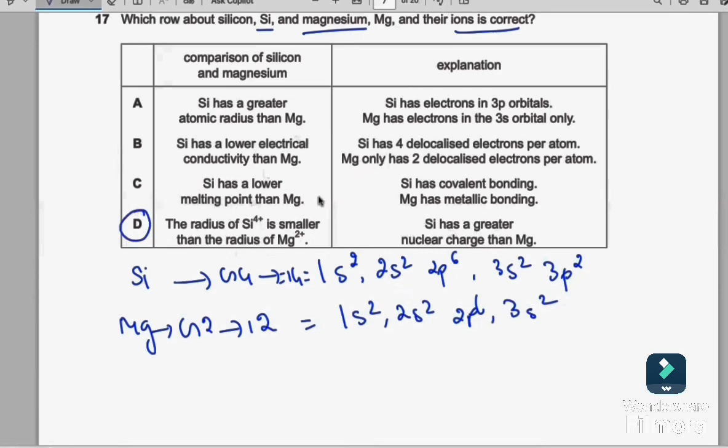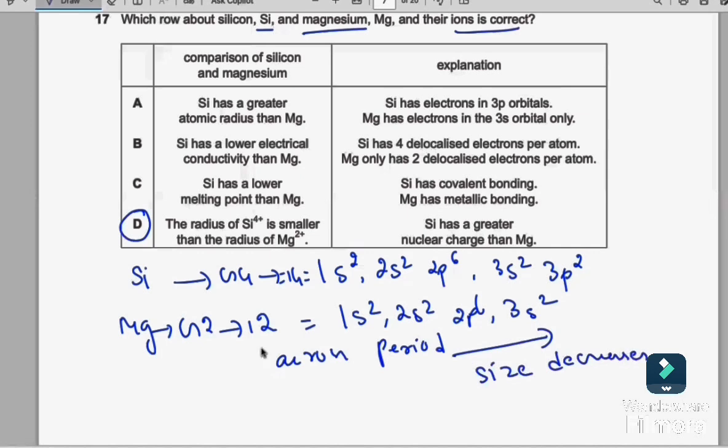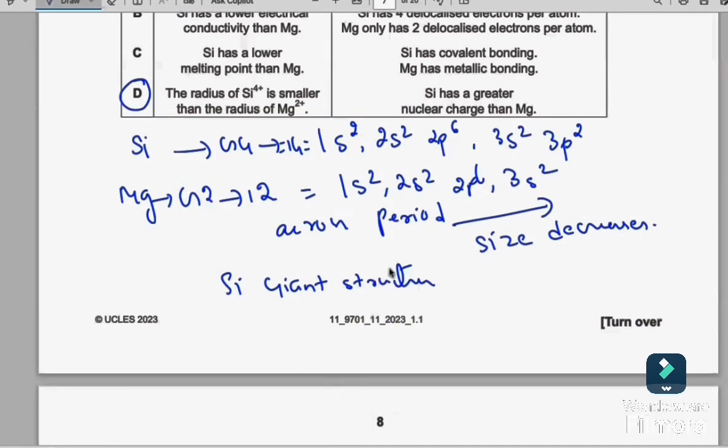You can say that silicon, because across the period, the size decreases, right? Across the period, the size decreases. Okay. So this silicon is having a chain structure. If you look at the structure of them, this silicon is having a chain structure. So it takes maximum melting point, and so it takes more melting point.